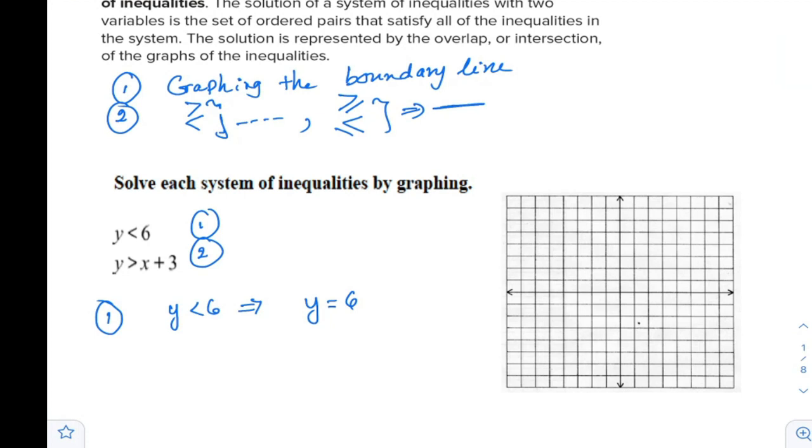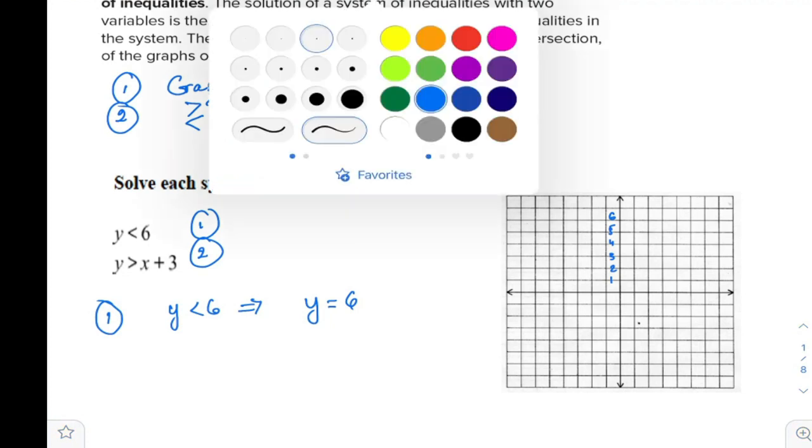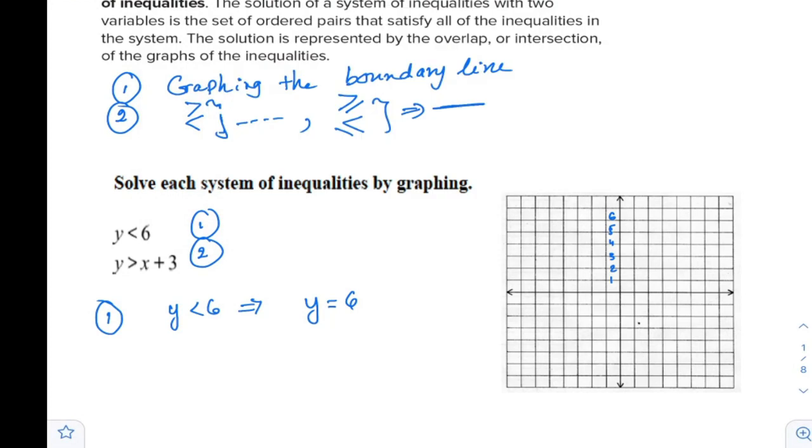First of all, let's remember what is the graph of y equals 6. y equals 6 is a horizontal line, and this horizontal line is passing through 6, with 0 slope. So we will actually graph a dotted or dashed line. This is y equals 6, but not including the 6.